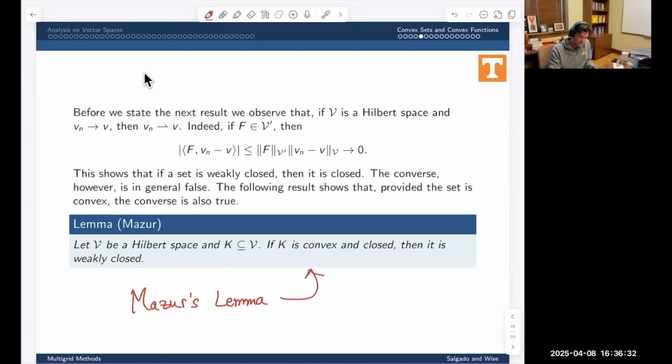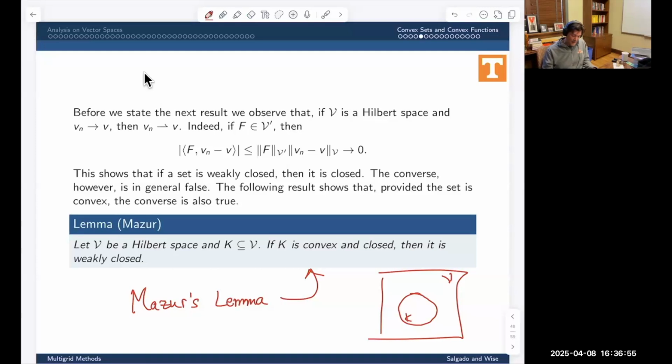We'll refer to this more than once in the coming slides. So let's just say it one more time. V is a Hilbert space. K is a, so the picture is like this. There's our big space V, and our convex set is right in the middle of that. Make it look like a convex set.